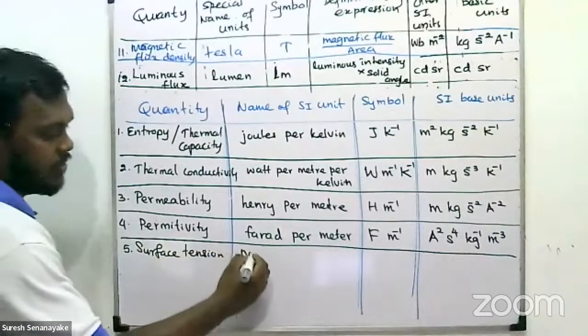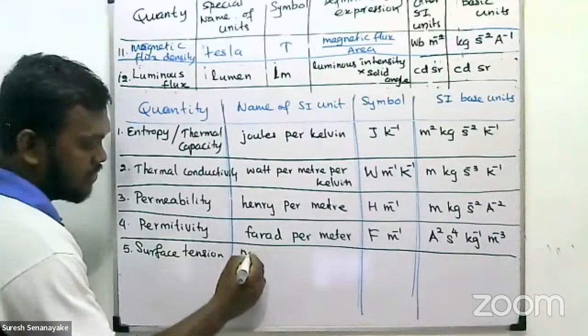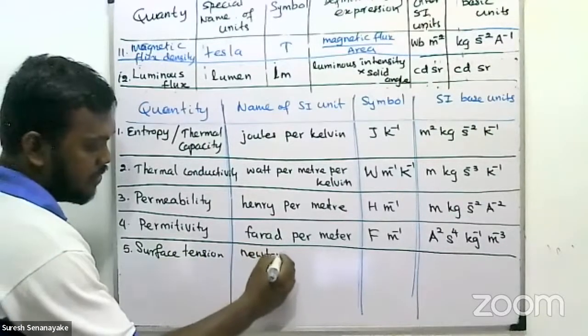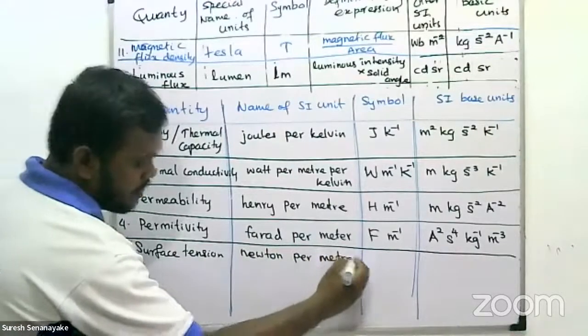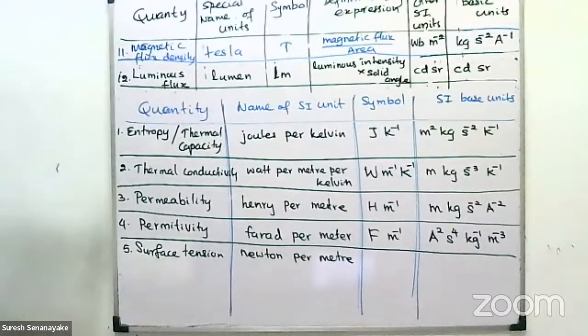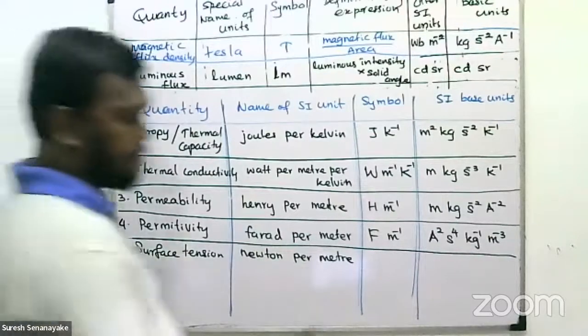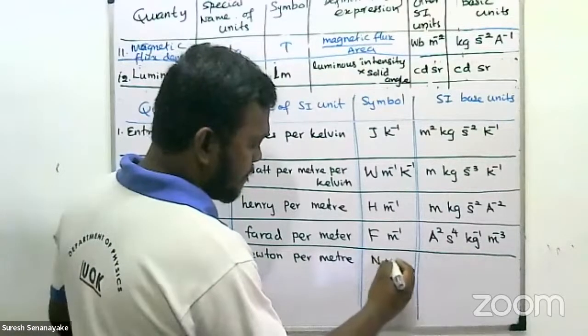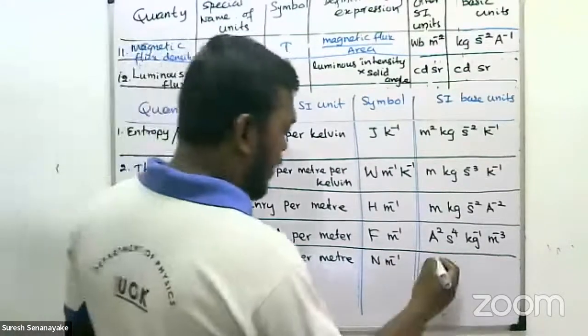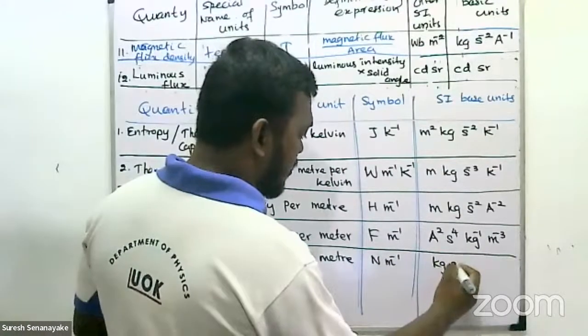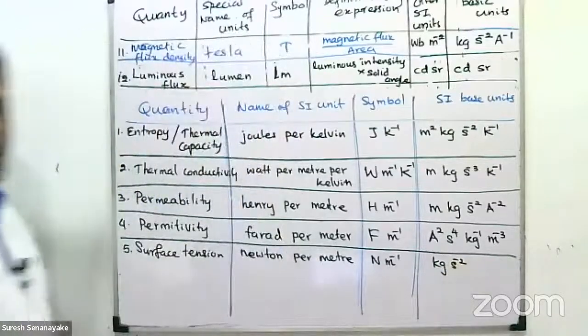Surface tension, especially, is newtons per meter. In base units, kilogram s minus 2.